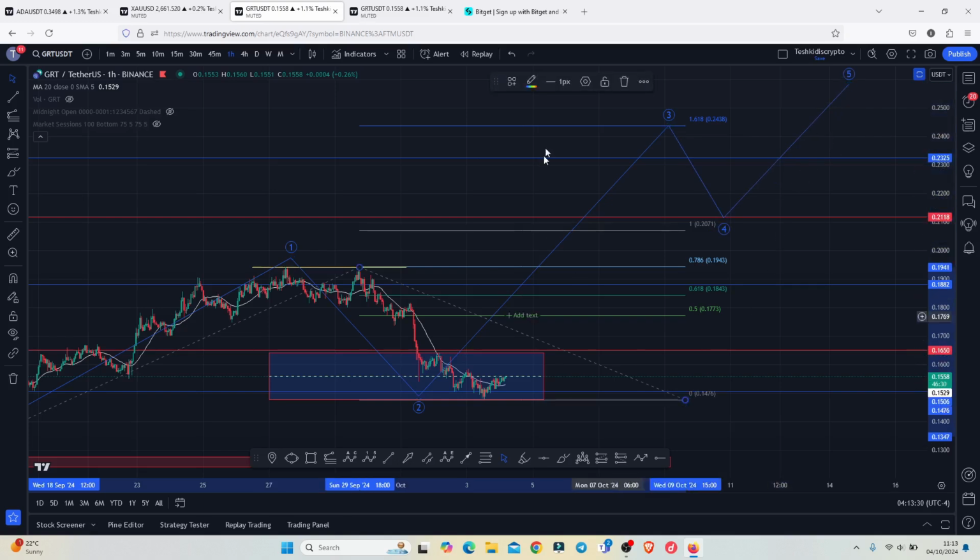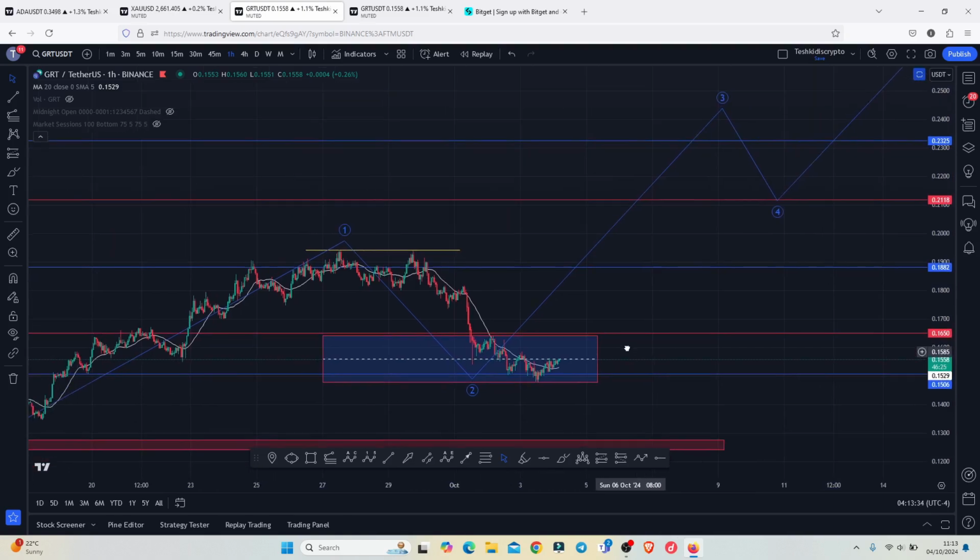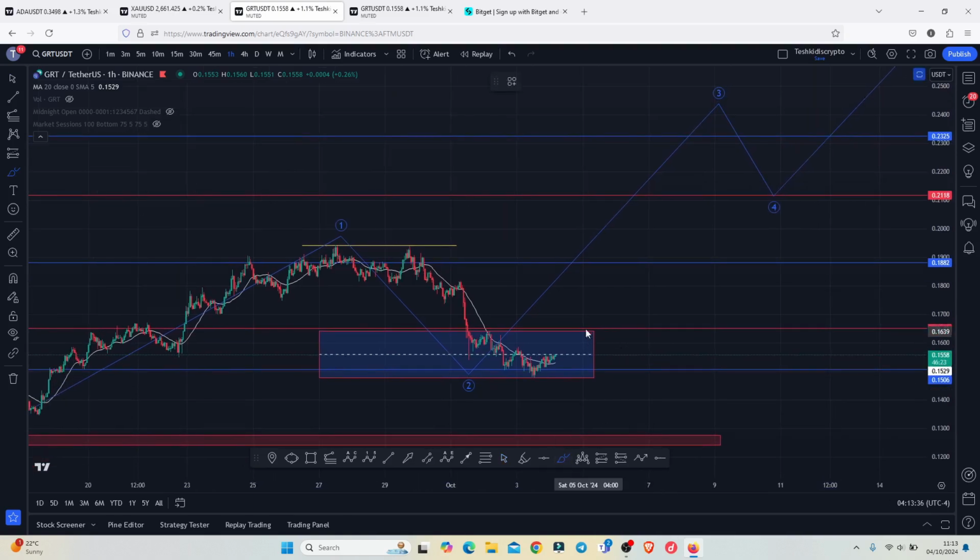For that to play out, we also need to see GRT give us a break above our next key area of resistance above the 0.165. The moment we manage to break above this key area of resistance, maybe with a retest, then I will be expecting even higher prices, getting us back above the $0.2 in the next coming hours.